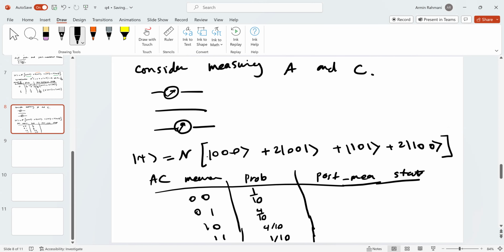What happens to the state? Well, in this case, it's kind of simple. If I get 0, 0, there's only one state. So I have 0, 0, 0. If I get 0, 1, there's only one state, 0, 0, 1. 1, 0, there's only 1, 0, 0. And 1, 1 is only 1, 0, 1. Okay. So that's measuring two of them, A and C.